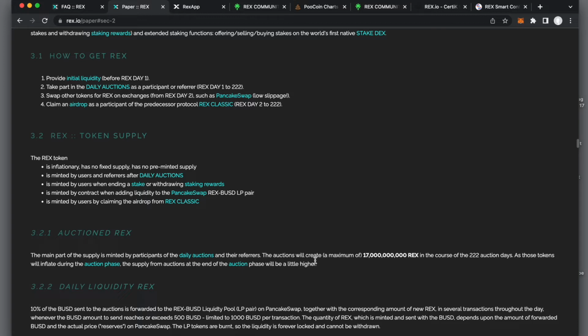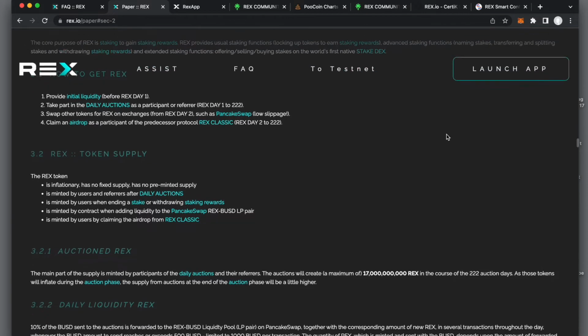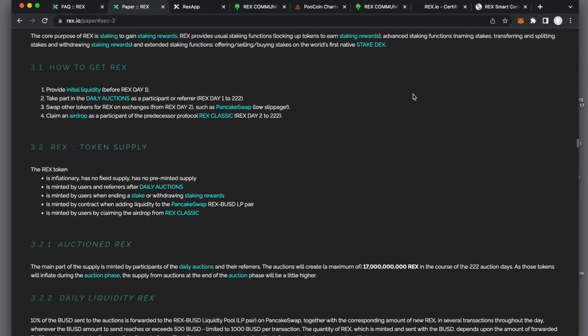And then the fourth way you can get Rex is to claim your airdrop as a participant of the predecessor protocol, Rex Classic. So I have a wallet that was participating in this predecessor protocol, which I've already shown you, but I'll just show you again. This fourth way to claim the airdrop, since that's the easiest one to explain, I'm just going to go into that right now.